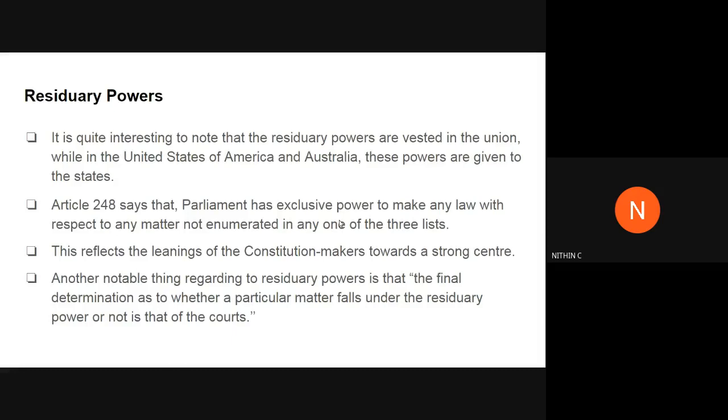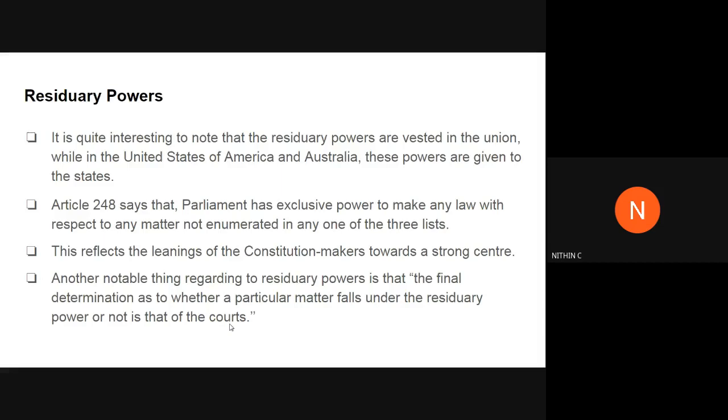will be the law made by the center. The law created by the union will prevail. If there is a conflict between union and state, the law created by the center will prevail. And you will remember these two things. Another notable thing regarding residuary powers is that the final determination as to whether a particular matter falls under the residuary power or not is that of courts.